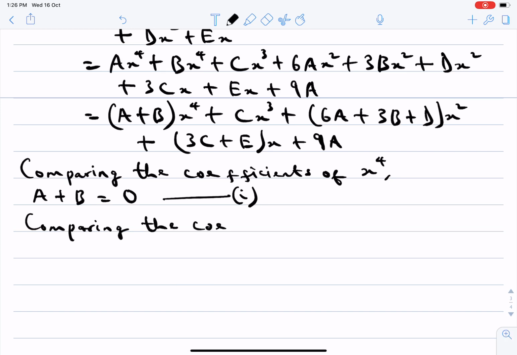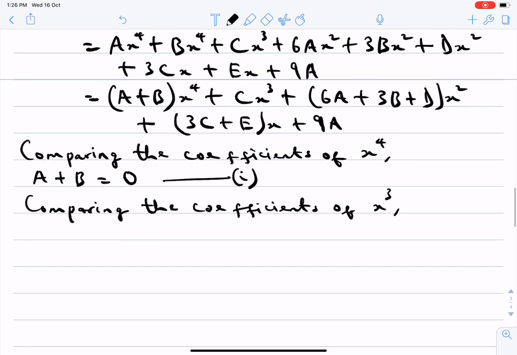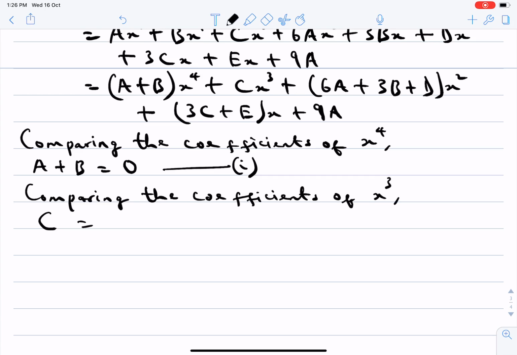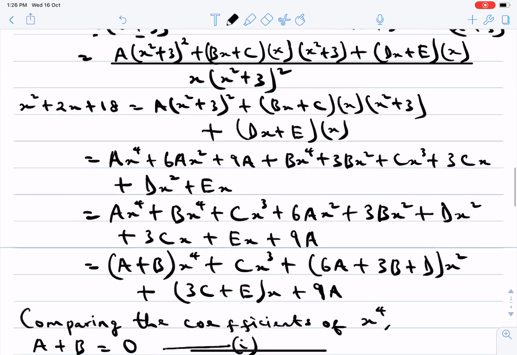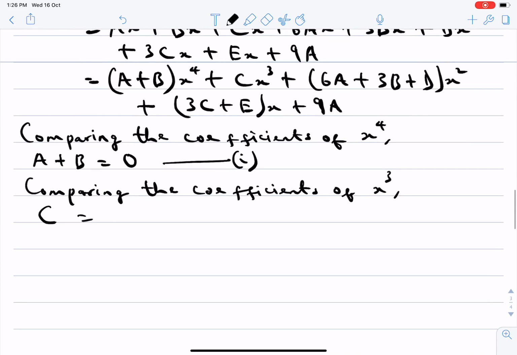Comparing the coefficients of x raised to power 3. The coefficient of x raised to power 3 on the right hand side is c, but on the left hand side there's no x cubed term. That means its coefficient is 0, and that means c is equivalent to 0.